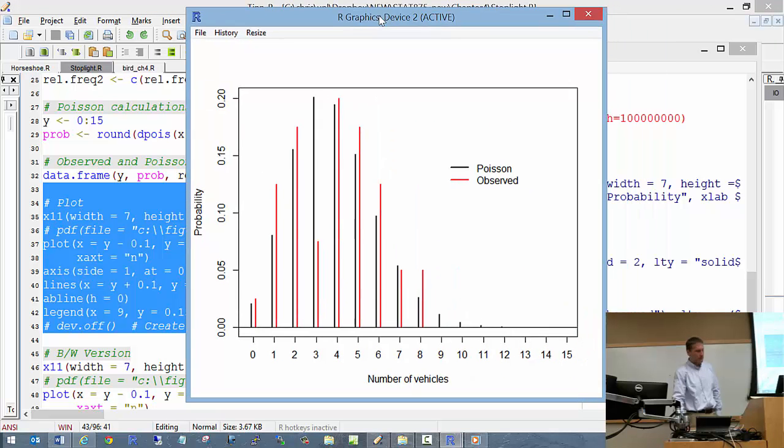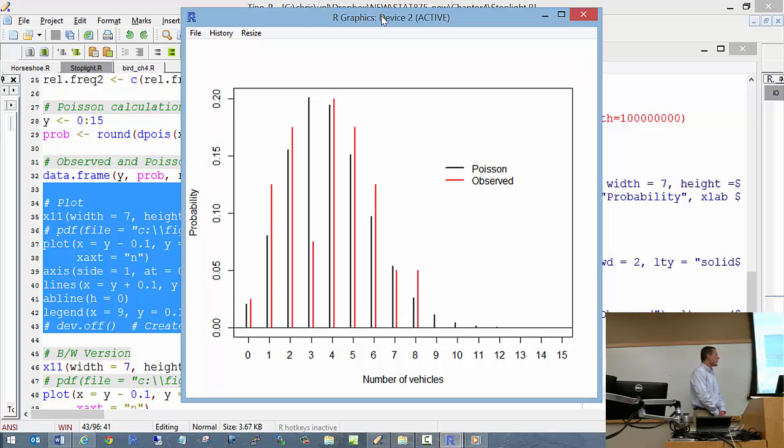So this is what we get. So the Poisson is in black, observed is in red. Again, for 0 cars, remember, 2.5% of the time I observed 0 cars. The probability from the Poisson was about 0.021. And so what do you think? What do you think about using a Poisson distribution here, given what we observed?